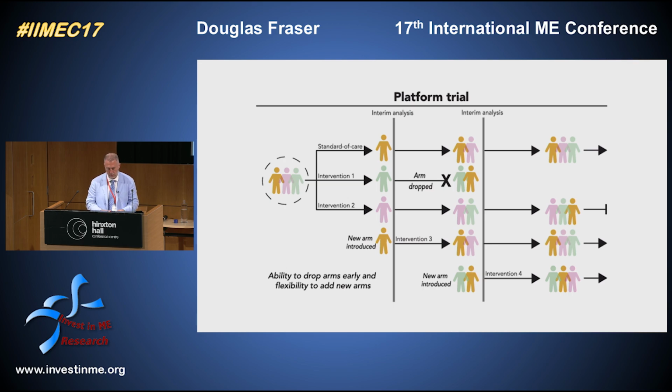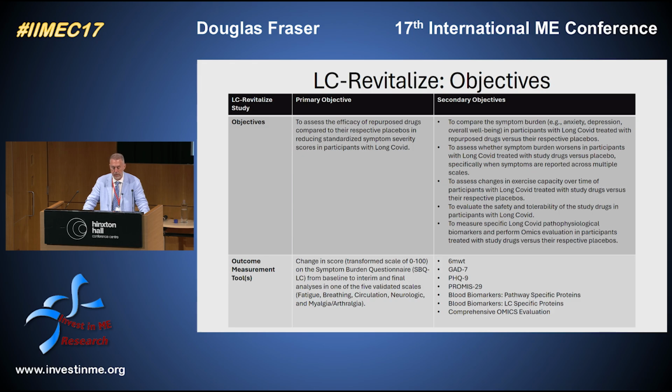So what exactly are we doing? Our primary objective is to assess the efficacy of repurposed drugs compared to their respective placebos in reducing standardized symptom severity scores in participants with long COVID. For an outcome measure, we're using a validated measure from Birmingham called the Symptom Burden Questionnaire. And we're looking in 5 areas: fatigue, breathing, circulation, neurologic, and myalgia, arthralgia.